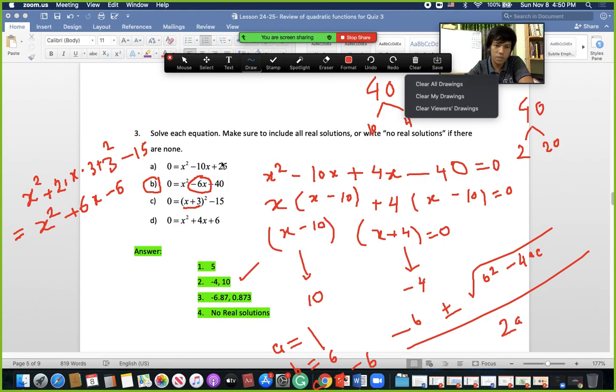So these are the rules. First of all, you can try to factor it. If factoring is not possible, then use the quadratic formula, or use the quadratic formula everywhere. Just only these two rules.